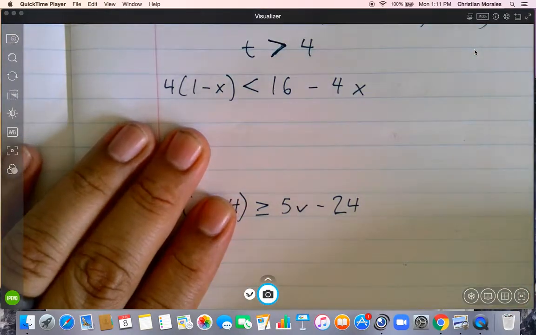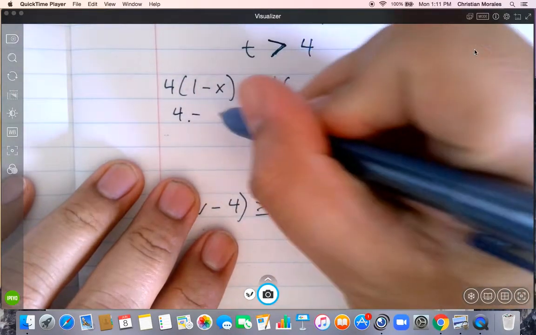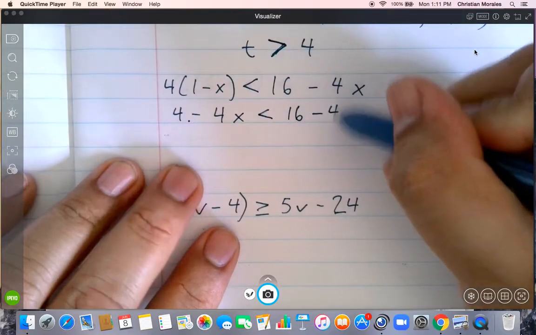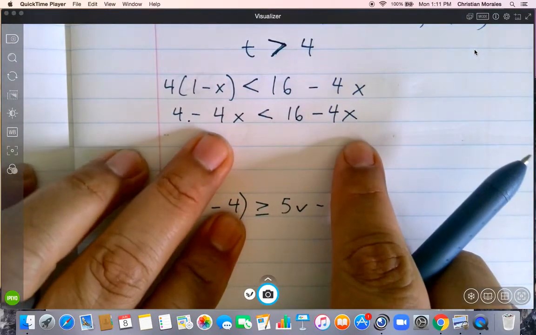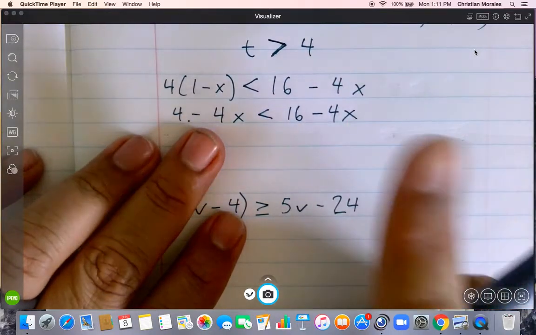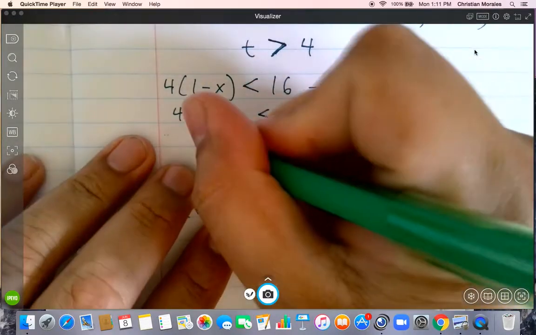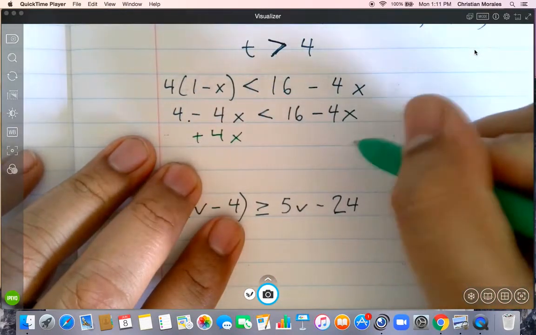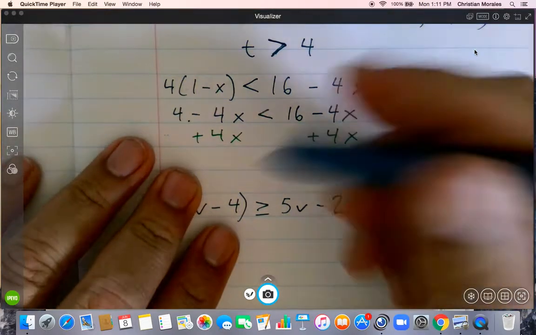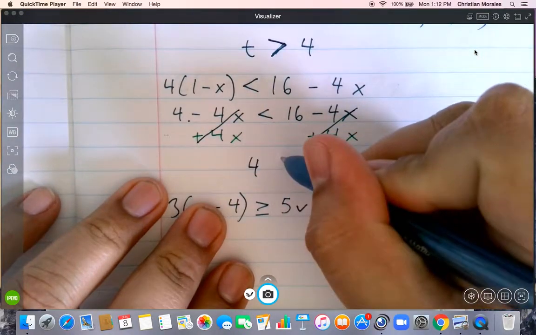Now, when you have parentheses, you should distribute. So you get 4 minus 4x. We get 16 minus 4x. Okay, we have two x's here. Now, in this case, whenever you're solving for x, you should have one x on one side. So I'm going to move this x over with inverse operations. The opposite of subtracting 4x is adding 4x. And what happens is this. The 4x's cancel out on both sides, and you're left with 4 is less than 16.